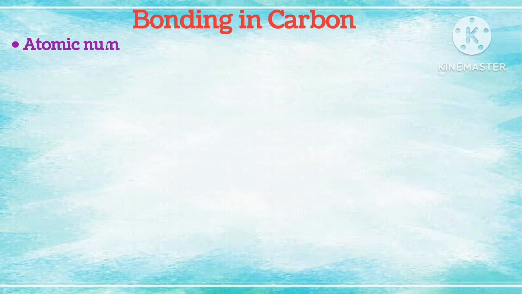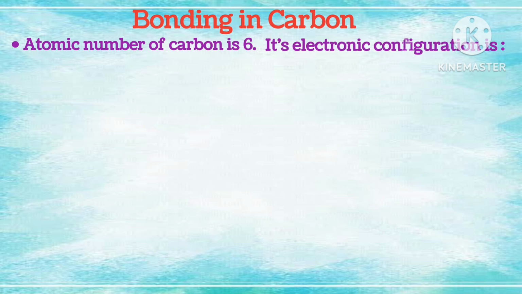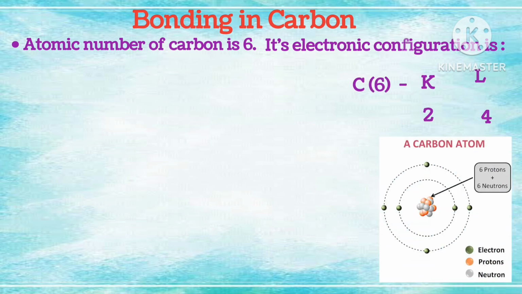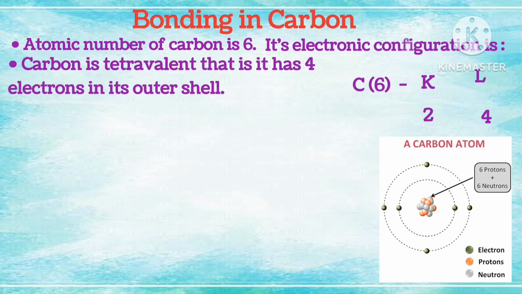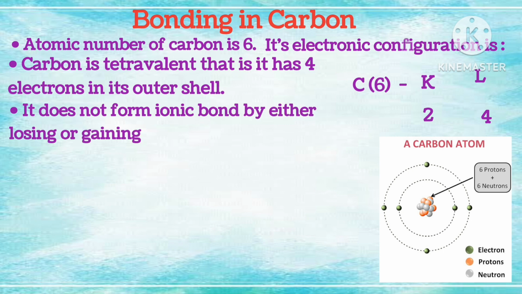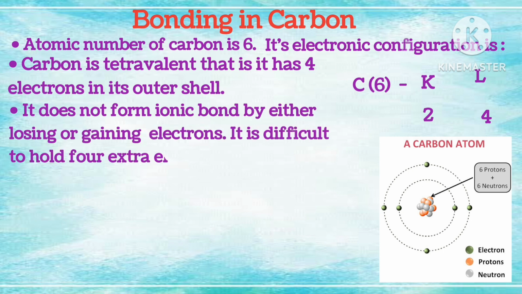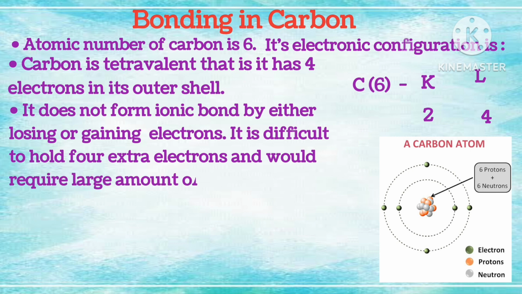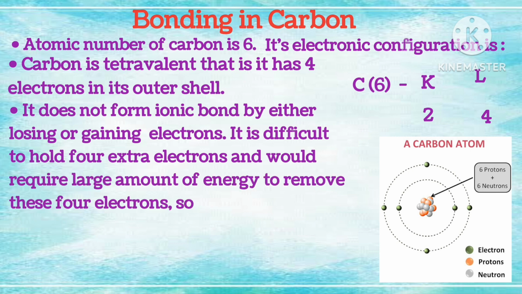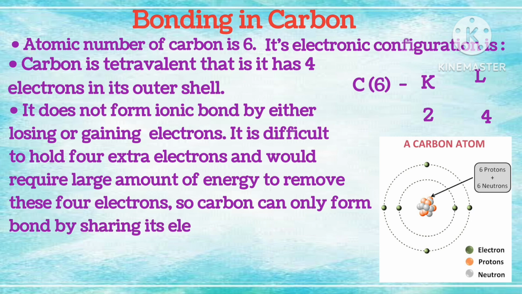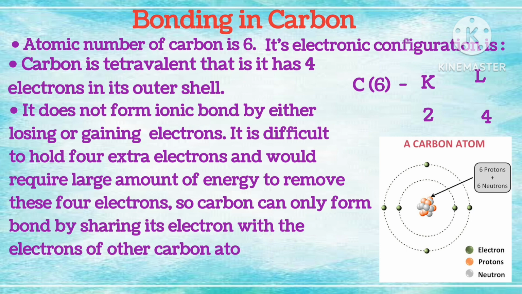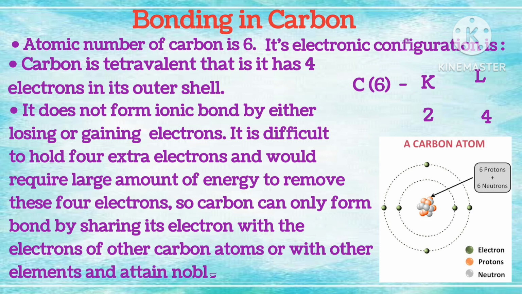Bonding in carbon. The atomic number of carbon is 6, so its electronic configuration will be 2, 4. So as you can see in this picture, carbon is tetravalent. It has 4 electrons in the outer shell. It does not form an ionic bond by either losing or gaining electrons. It is difficult to lose 4 extra electrons and would require a large amount of energy to remove these 4 electrons. So carbon can only form bonds by sharing its electrons with the electrons of either carbon atoms or other elements and attain noble gas configuration.